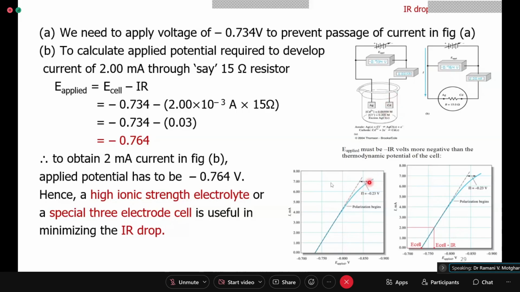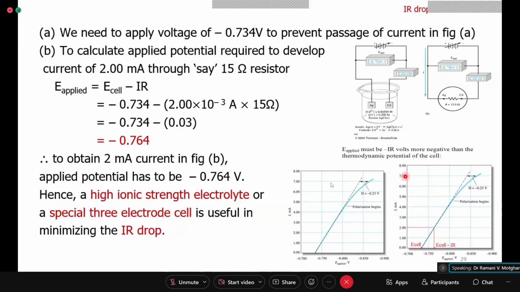Now the polarization begins and the linearity is deviating. When the linearity deviates, you get some over voltage. So at 7 milliampere current, this is the over voltage. That is, you need to apply this much potential to bring about electrolysis in such a way that it will give you this current, this linear graph. So this is your E cell value. Now this is your E cell minus IR. At 2 milliampere current, the IR is this much. So the applied potential has to be this.